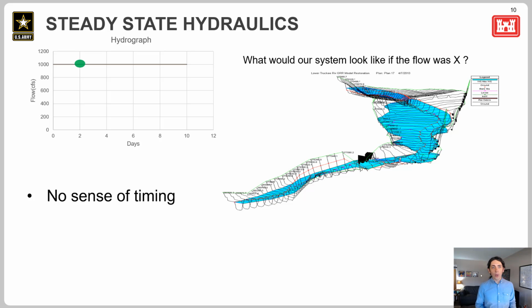So what are steady hydraulics? Steady state hydraulics answers the question, what would our system look like if the flow was X, or 1000 in this case? You can see in my hydrograph up in the top left, the hydrograph starts at 1000, ends at 1000. There's really no sense of timing with this. That no sense of timing is a problem for the computes that require timing as a variable.